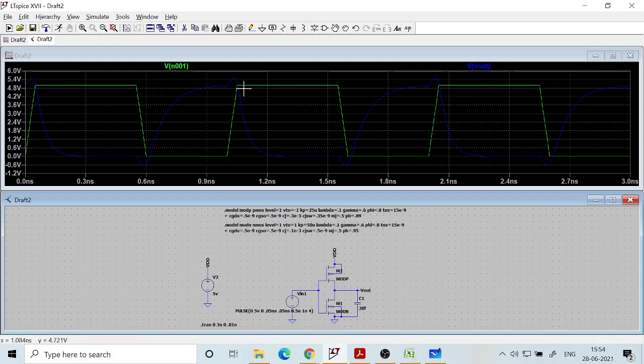This is a sudden transition from low state to high state at the input. Since there is a capacitance between input and output, which is basically the gate capacitance, this will be reflected at the output. So that is why this.